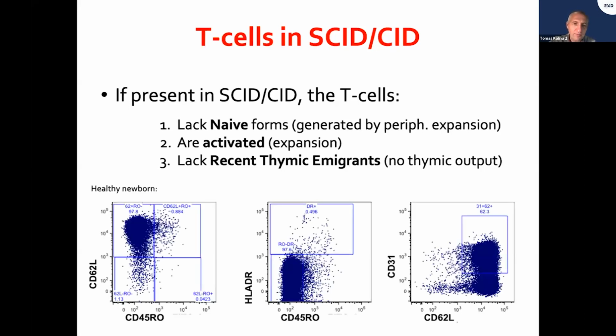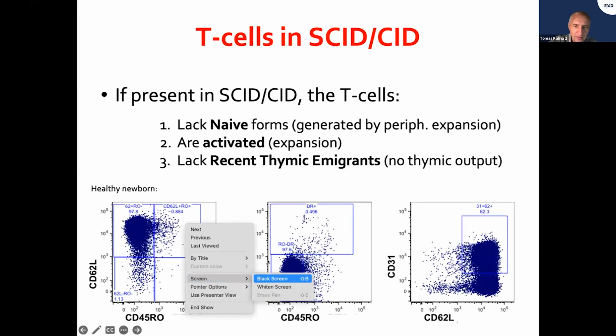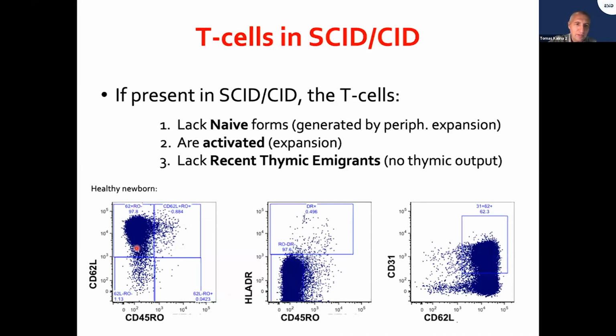In a healthy newborn, you can see that there is a majority of T cells. I need to switch on my pointer as a laser pointer. So you see most of the T cells present are naive T cells. There are very few, if any, activated, and a large part, about 2/3 of the naive T cells, are recent thymic emigrants. So you see, these should be here, these should be absent, these should be also here in a normal, healthy newborn.